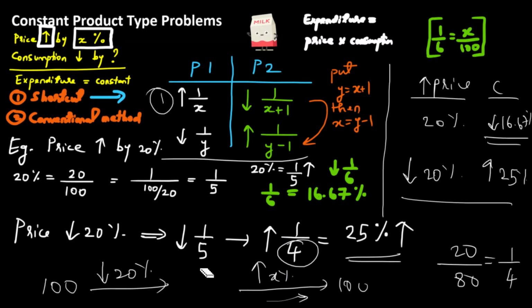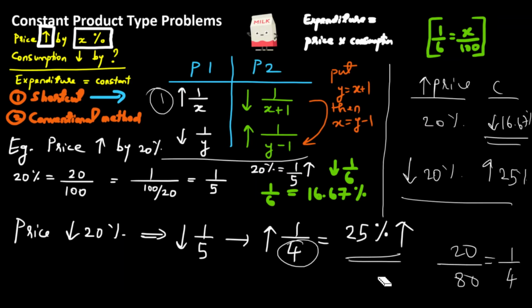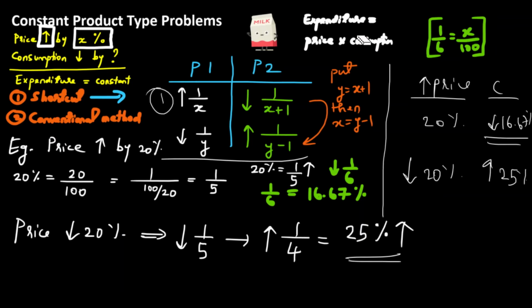All right, now we have seen this over here in the case of consumption type of problems where the constant product was the expenditure, right? Over here we have expenditure is equal to price into consumption. Now this same method can be used also in different types of problems.